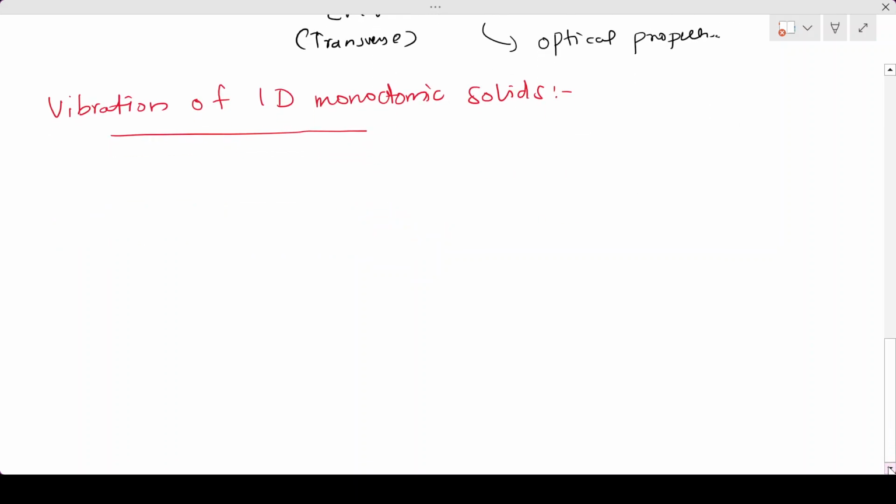Now for a one dimensional monoatomic solid, let us consider a one dimensional chain of atoms, each having mass m, connected by an elastic spring of spring constant c, and the distance between two atoms we consider as a, where a means the lattice parameter as well. You can see here how it comes. Let me bring a picture here.